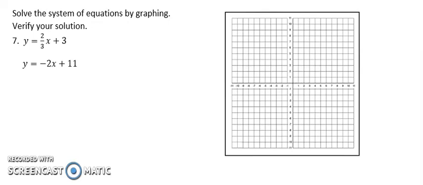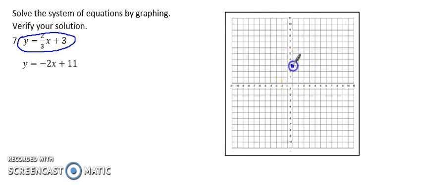Okay, so the second part of our video is going to focus on solving systems of equations. Our first question says to solve the system of equations by graphing, then verify the solution that we find. So let's start off by graphing each one of these equations. These are both in slope-intercept form, so they're pretty easy to graph just by looking at them.